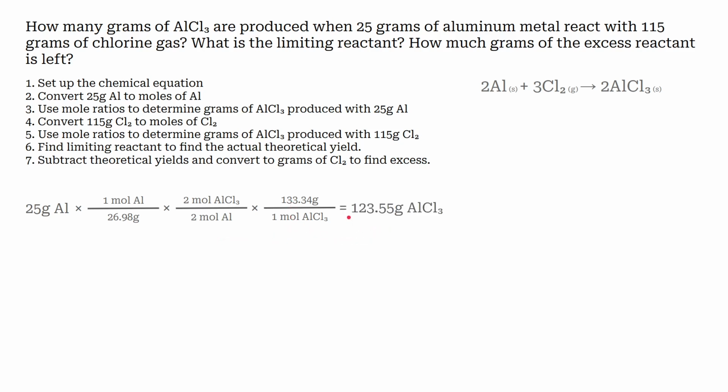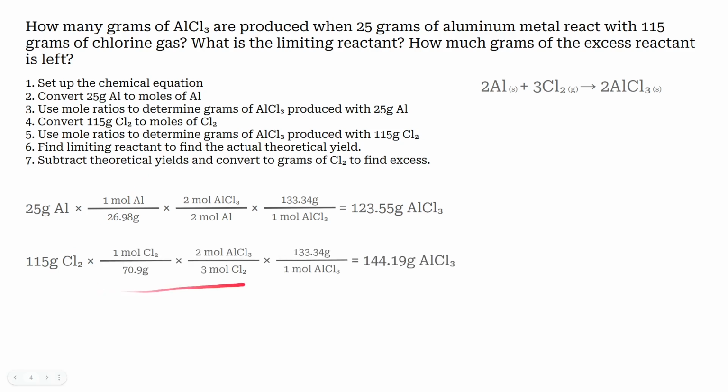So we end up with 123.55 grams of aluminum chloride from 25 grams of aluminum. Next, we utilize the same process for 115 grams of chlorine gas. Eventually, we end up with 144.19 grams of aluminum chloride. Now when we compare the theoretical yields of the product from both samples, we can see that 25 grams of aluminum produce less, thus making it the limiting reactant.